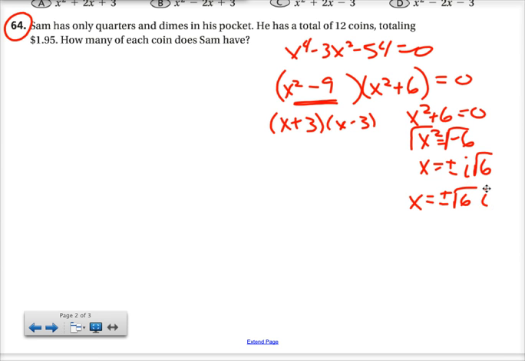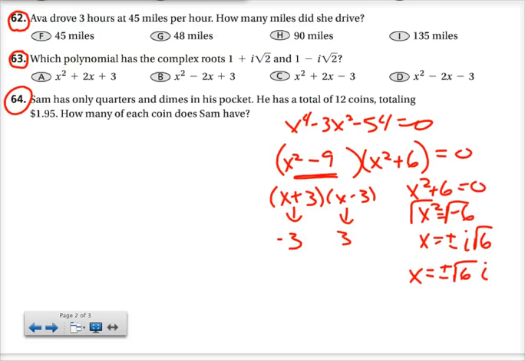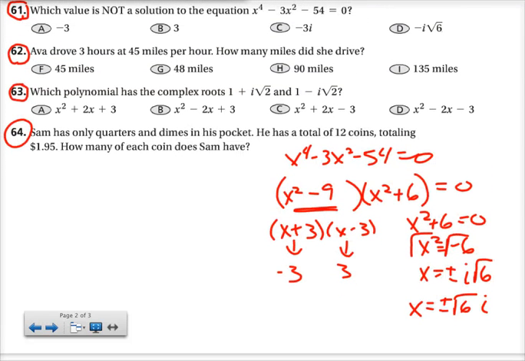And then I'm just going to finish up these other zeros really quick here. That'd be negative 3 and 3. So that's how you have to go after that one to get all four of them. And then, pardon me, this was multiple choice. So which is not an answer? Right there, negative 3i.